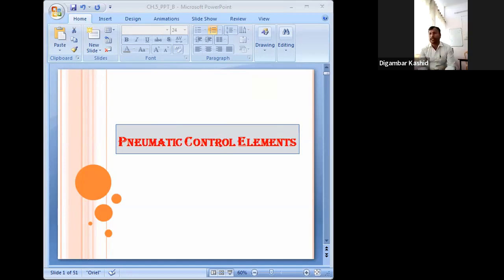Okay, and we need to control again. We need to convert the pressure energy of the compressed air, that means you can call it the pneumatic energy, into mechanical energy. For what purpose? To perform useful work. Getting it? So this function is normally accomplished by a device, and that device is known as the pneumatic actuator.